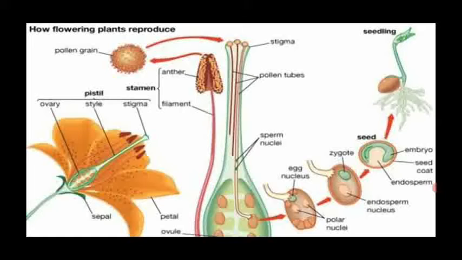Then the zygote and endosperm are present inside, and the zygote gets nourishment from the endosperm. Then the zygote develops into an embryo. The embryo looks like a horseshoe-shaped structure, with the seed coat and endosperm. This seed, when sown in the soil, afterwards develops into a new seedling. So this is the reproductive process that takes place in flowering plants. That only we have seen in the previous video class in a detailed manner.